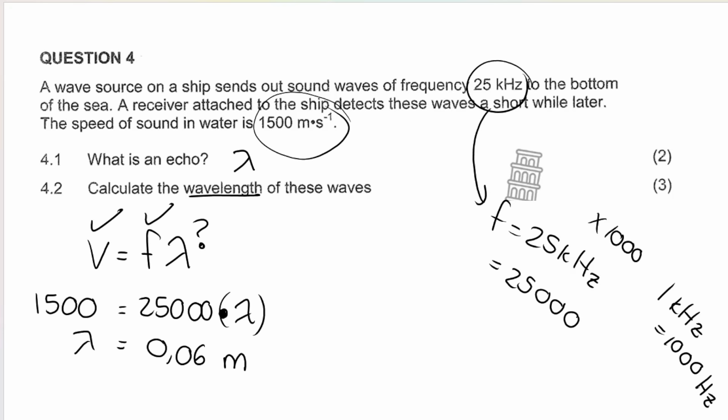So 3 marks, and our 3 marks are for our formula, our blank formula with nothing in it, substitution, which is when we put our values in, and answer with units. Wavelength is measured in meters.